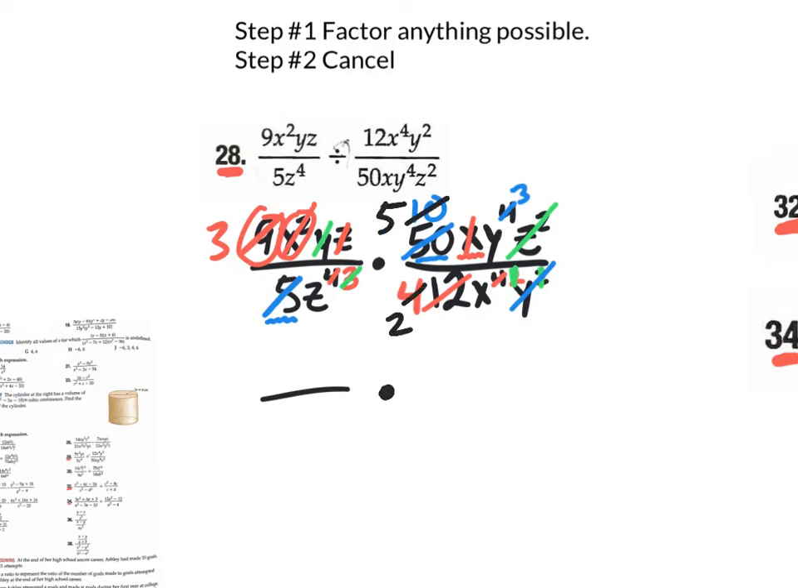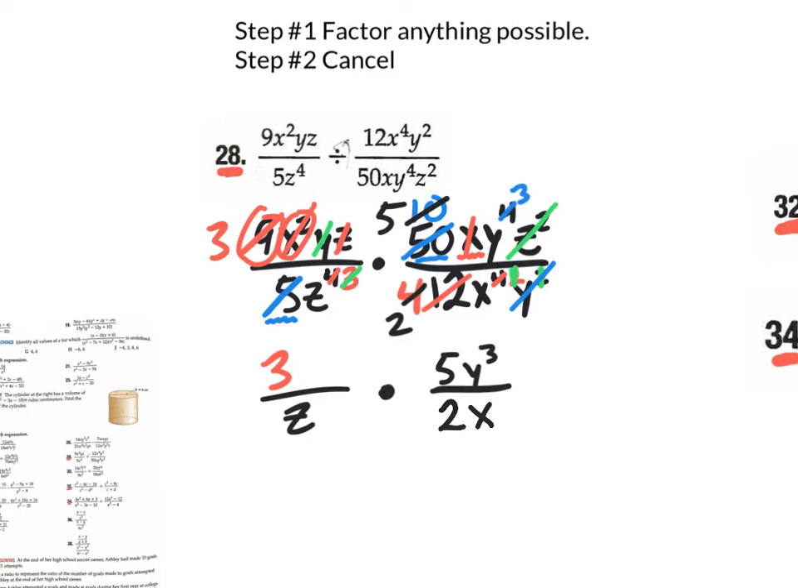So now let's finally rewrite our two fractions. Let's see what we have left. We have a 3 up on top. We have a single z on the bottom. We have a 5y to the third up there. And down here we have a 2x.